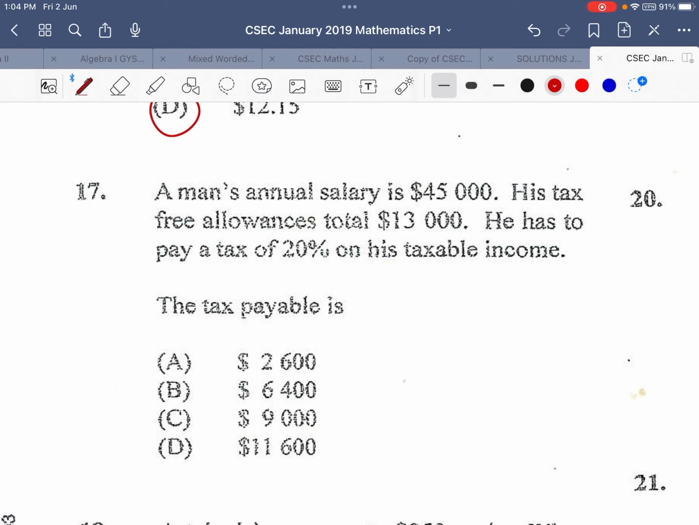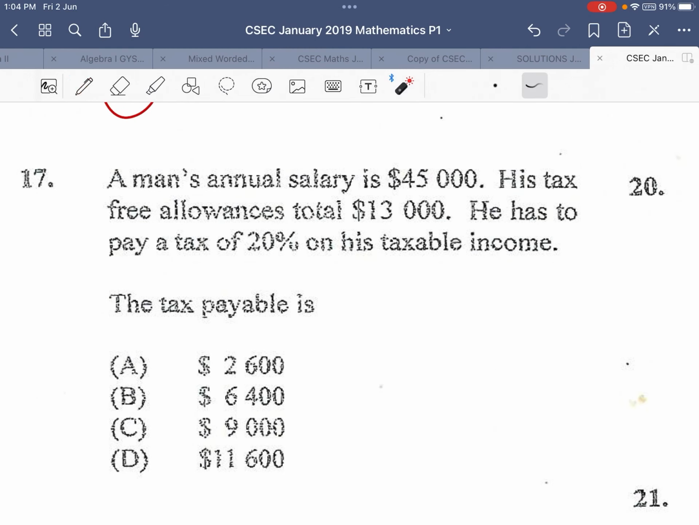17. A man's annual salary is $45,000. His tax-free allowances total $13,000. He has to pay a tax of 20% on his taxable income. Right, so he has 13,000 tax-free allowances. So what is his taxable income? Well, we need to take that away from his total income.